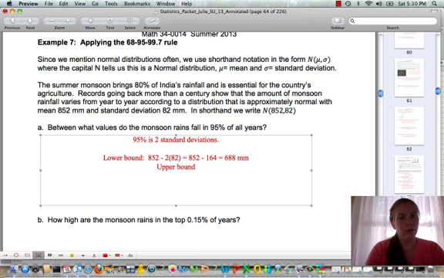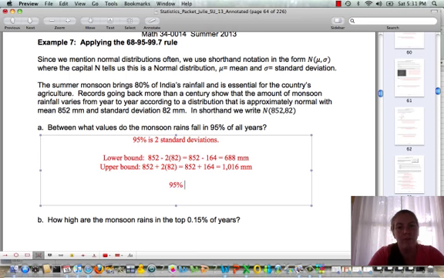Our upper bound is going to be 852 plus 2 times 82, or 852 plus 164. And so if we check that total, we get 1,016 millimeters. So 95% of all monsoon rains fall between 688 millimeters and 1,016 millimeters.